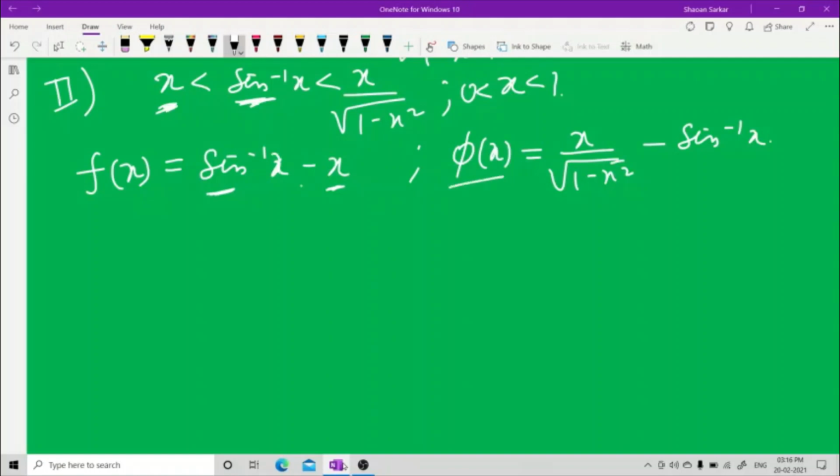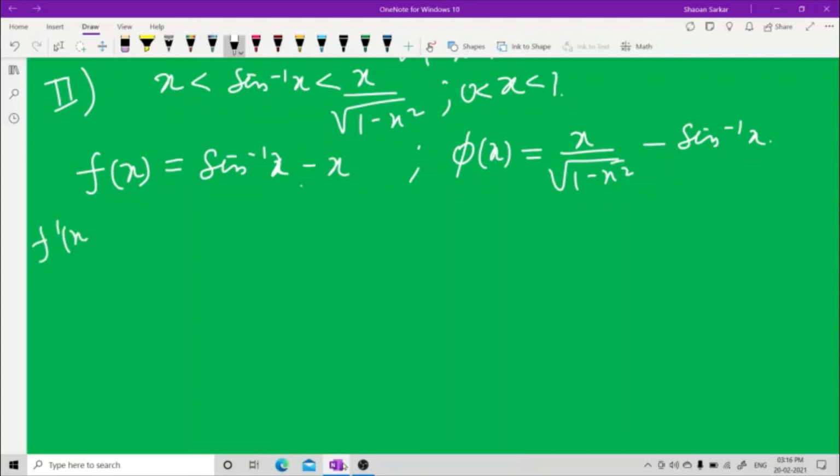Now how to select this phi(x)? This is bigger, write this one first. This is smaller, write this one with a minus sign here. देखो ये बड़ा है, इसको पहले लिखो, बड़े वाले को, छोटे वाले को पीछे लिखो एक माइनस साइन के साथ. This is the point. Now you will do f dash x.